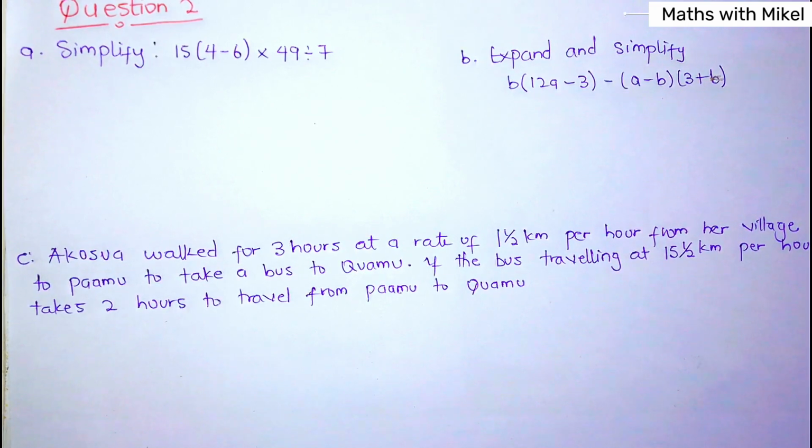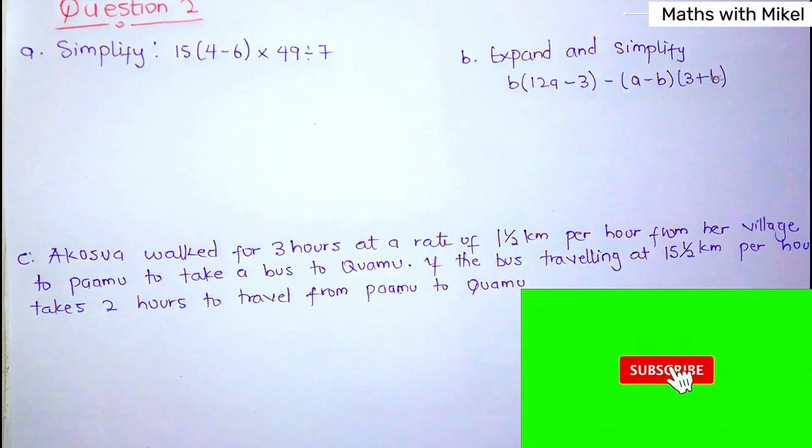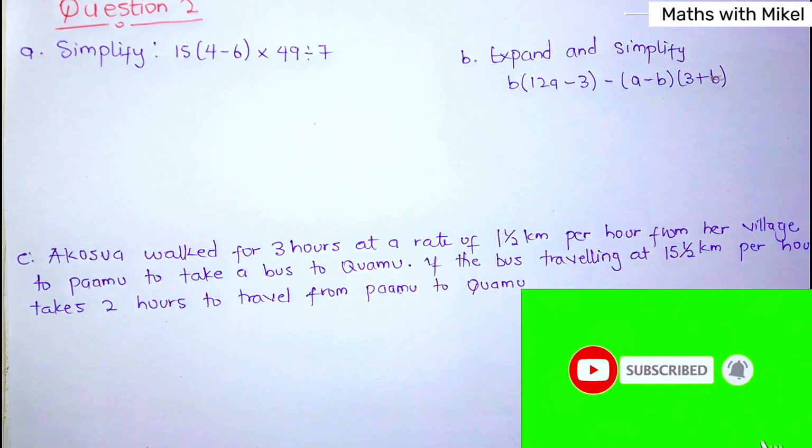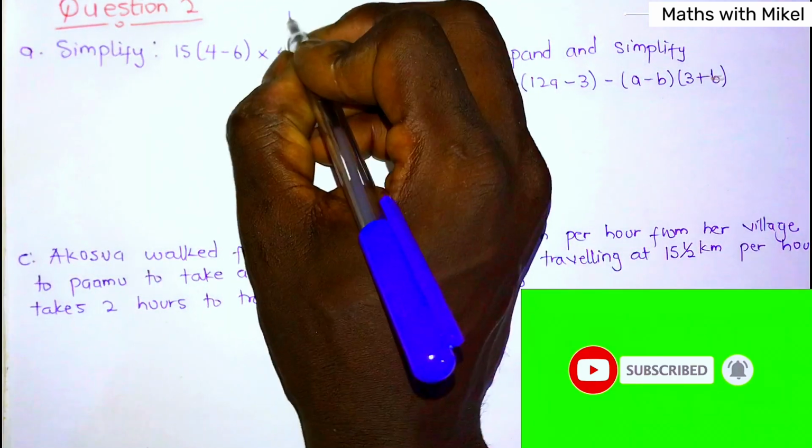Question 2. We are asked to simplify 5 into brackets 4 minus 6 times 49 divided by 7. So we are going to use BODMAS here.